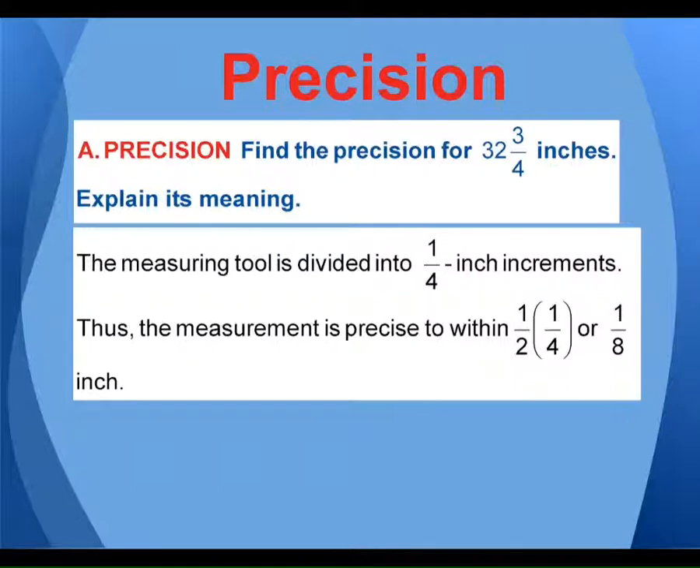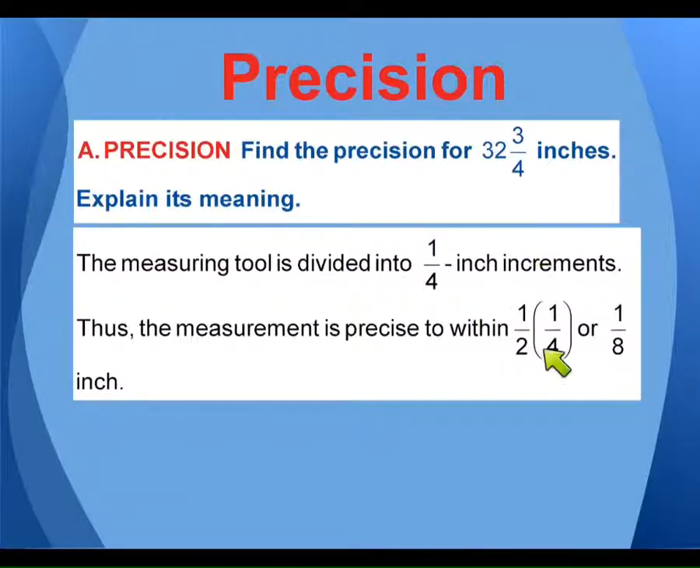It says find the precision for 32 3/4 inches. I want to know how precise this measurement is. And when we talk about precision, we give it a range. The range is always to a half of a unit above and a half of a unit below the measurement. We always give it a range. So in this case, this ruler is divided up into fourths, right? Because I know that because it gives me 3/4. Okay? So the measuring tool is divided up into fourths.